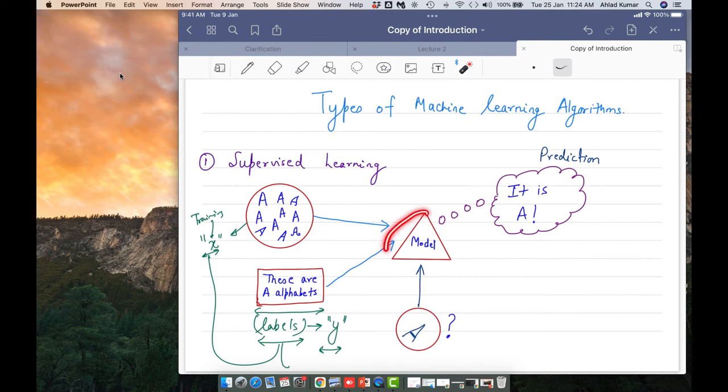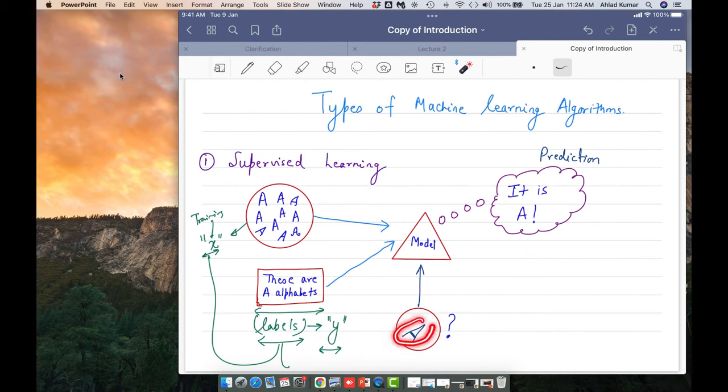Now, once the model is trained, if I pass an image like this, which I have intentionally created with a different color, because most of these alphabets are blue, I have made this one dark blue just to tell you that this is the testing image and it's not there in this image set.